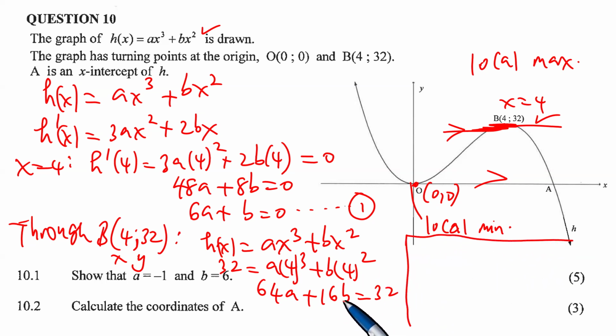We can divide through by 16. Dividing through by 16, what is 64 divided by 16? It is exactly 4, giving us 4a plus b. Dividing 32 by 16 would give us exactly 2.